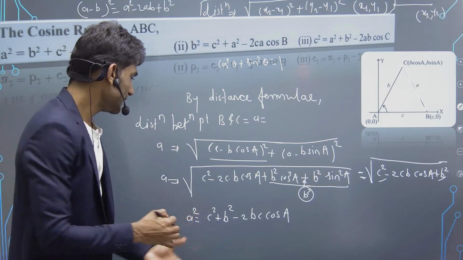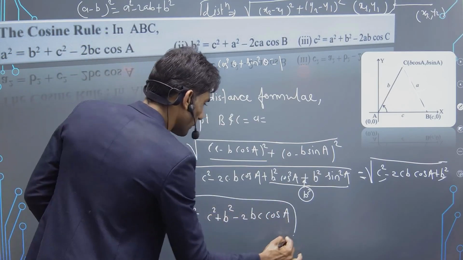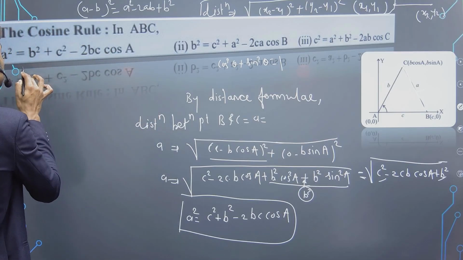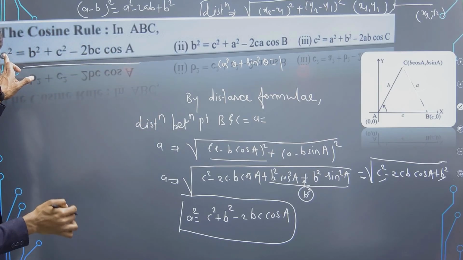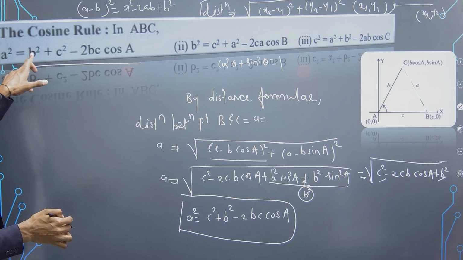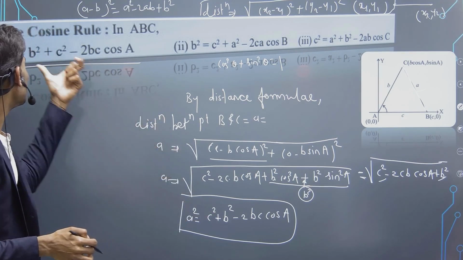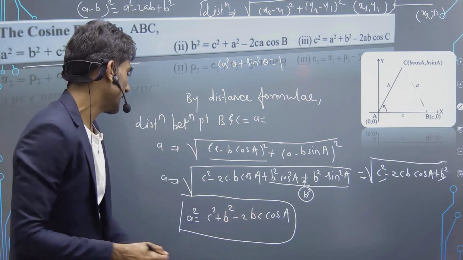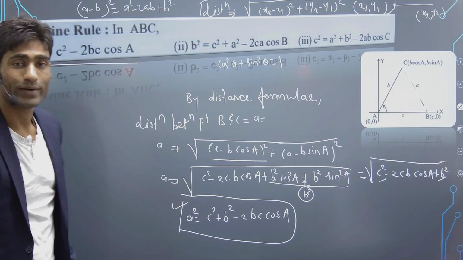Okay, so this is the required proof for our first statement. Our statement gives us a square is equal to c square plus b square minus twice of bc cos a. This is the required proof for our theorem.